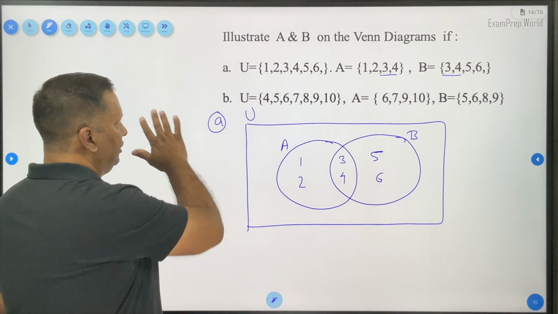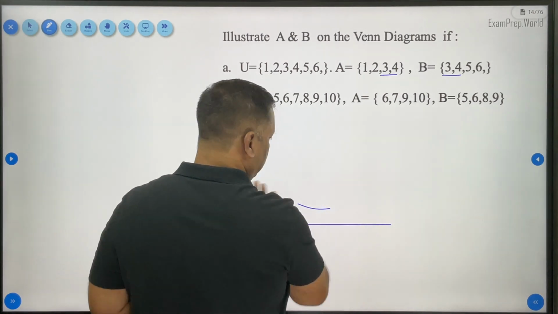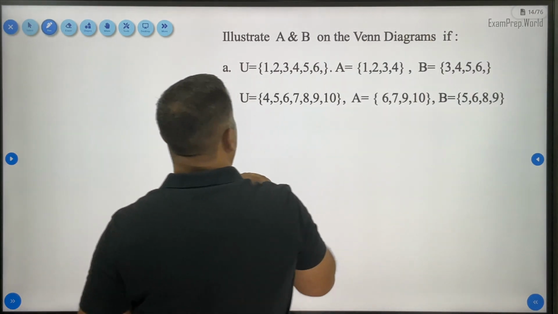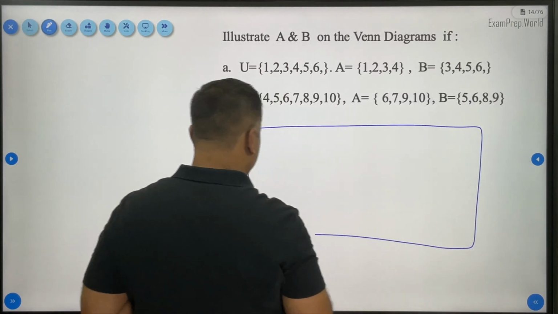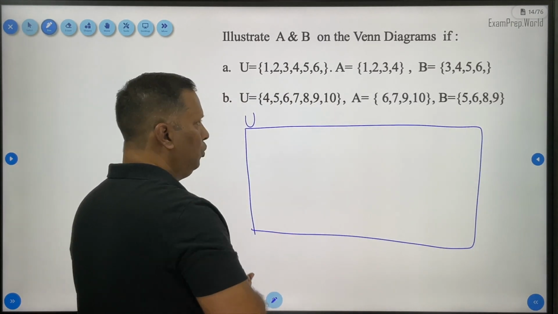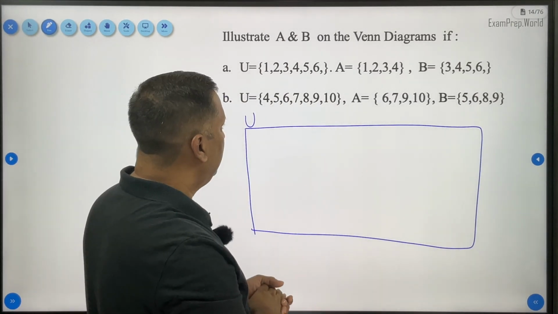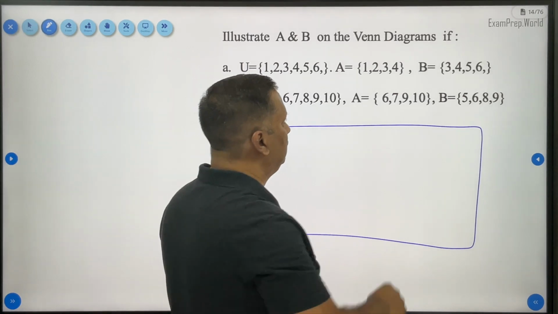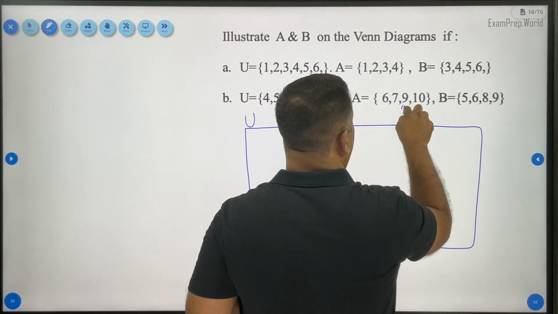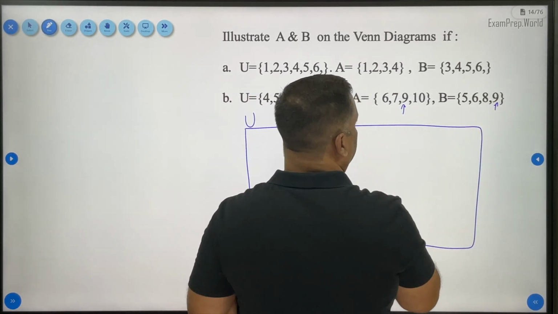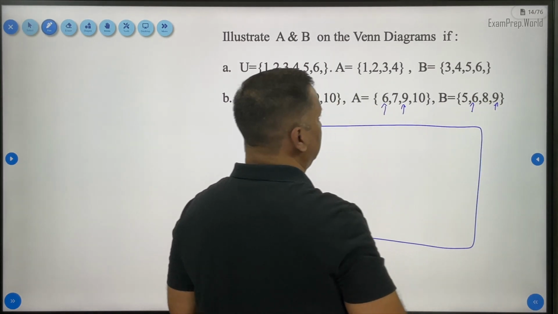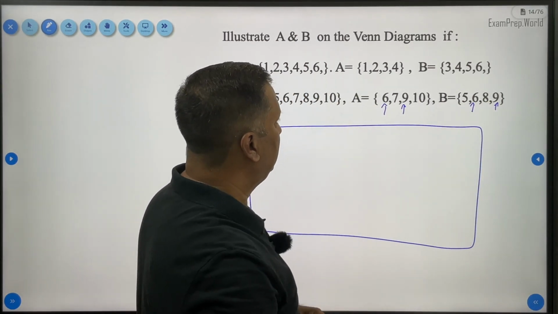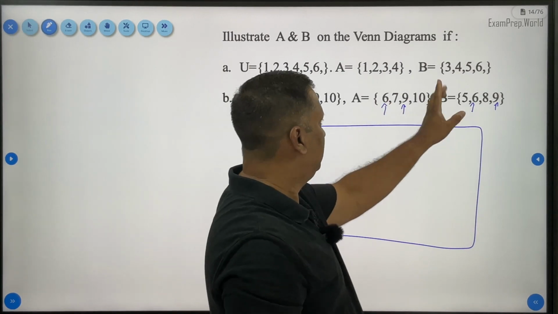I hope you have copied this one. Now let's do B. So straight away go for a rectangle. This is our universal set, mark it as U. Okay. Now look at A and B. Do you find anything common? Yes. 9 I find at both the places. 6 also is there. 6 and 9 are there. And then here you have 7 and you have 10.